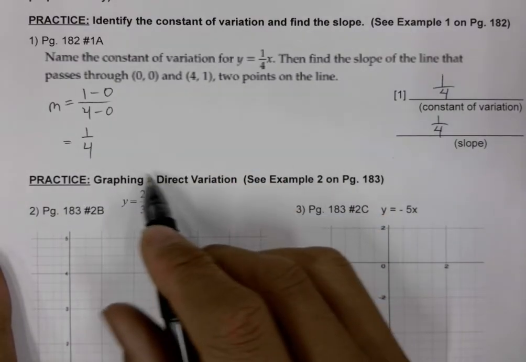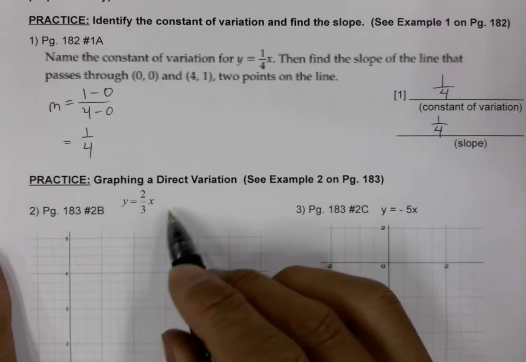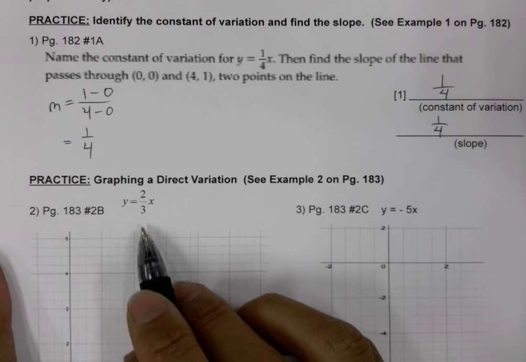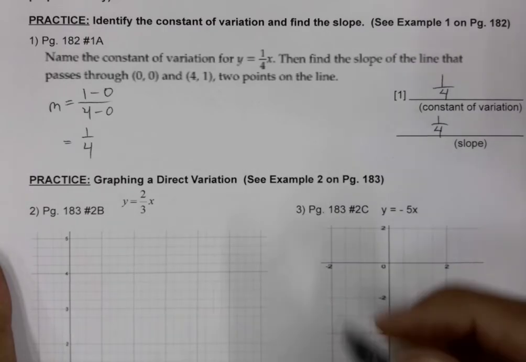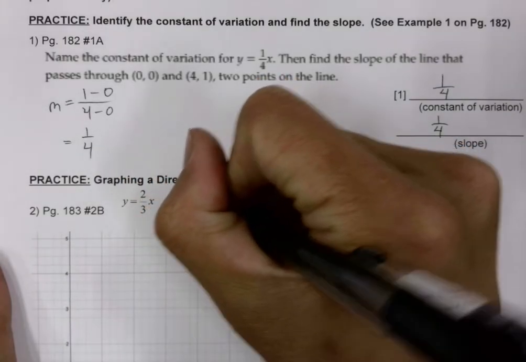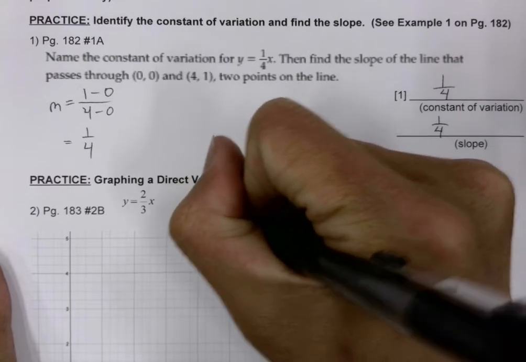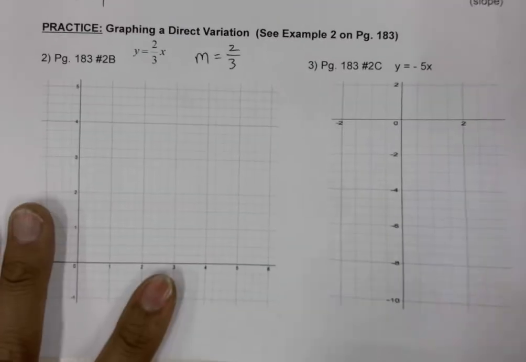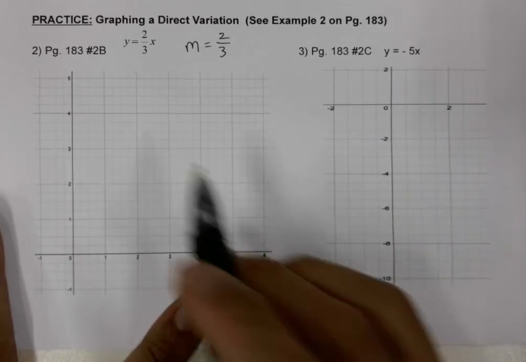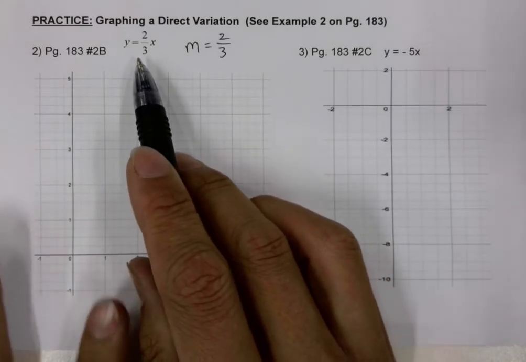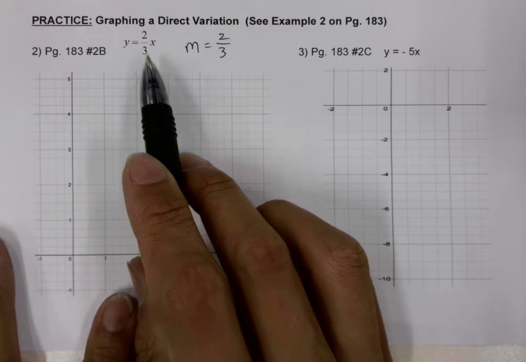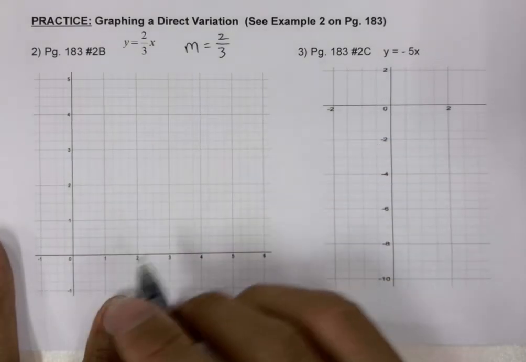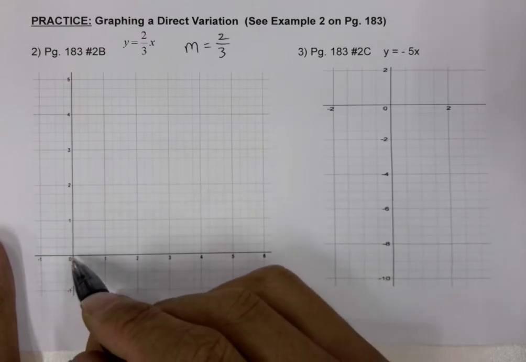Since we have a direct variation, our k, our constant of variation, is equal to our slope. So here we have a slope of 2/3. One more detail to note is that when given a direct variation, the graph of the line always passes through (0, 0).